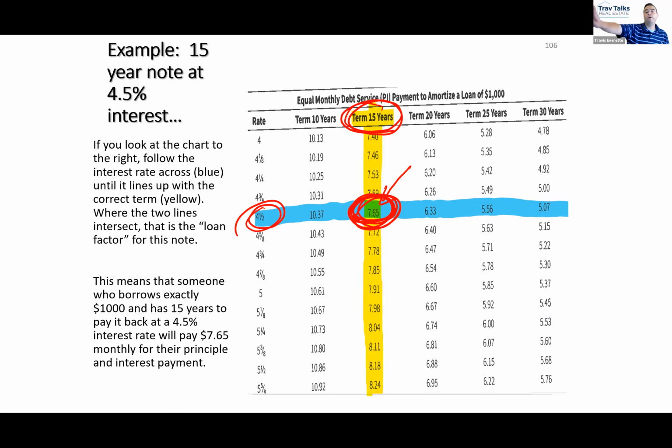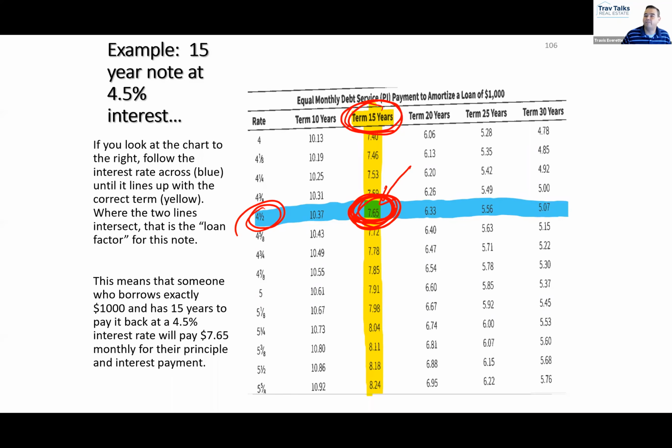All right, so talk to me before we go any further. Talk to me if you don't understand what we've looked at on the chart so far. Because what we're saying when we look at this right here is if Taj borrows $1,000 and she's going to take 15 years to pay it back. First of all, she's a deadbeat if she takes 15 years to pay back $1,000, but that's beside the point. If she's going to borrow $1,000 and take 15 years to pay it back at 4.5% interest, she's going to pay $7.65 a month. And that includes the interest. That's principal and interest, fully amortized principal and interest.